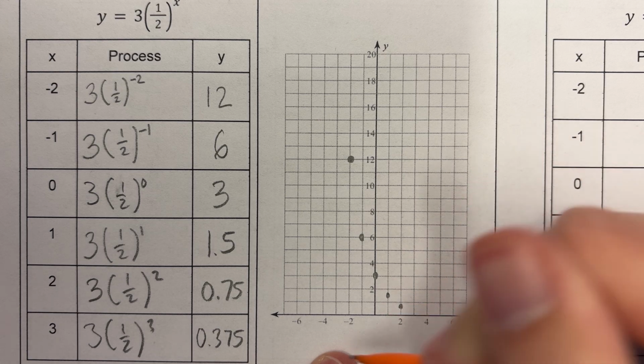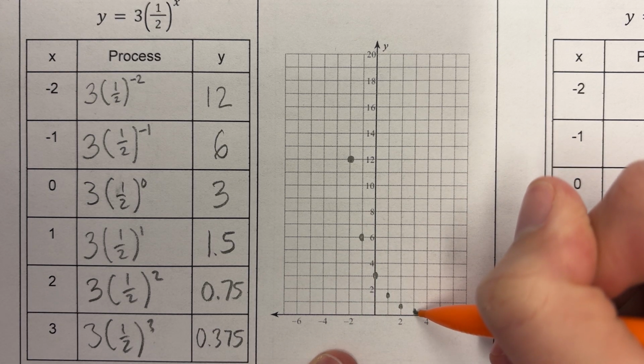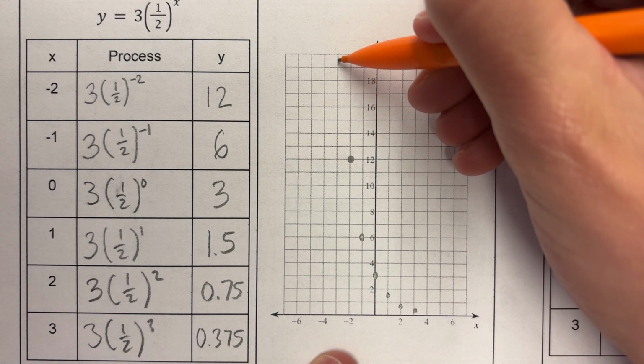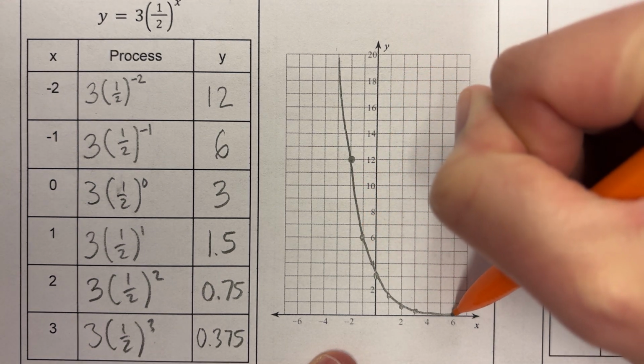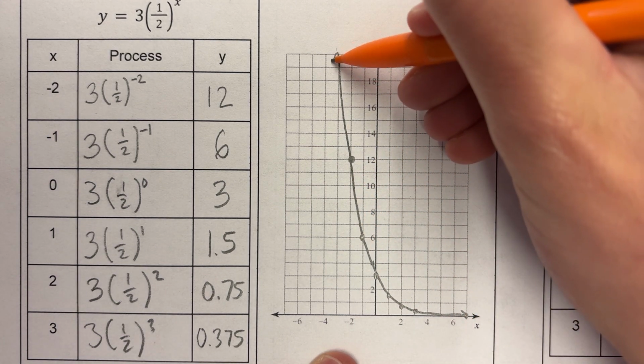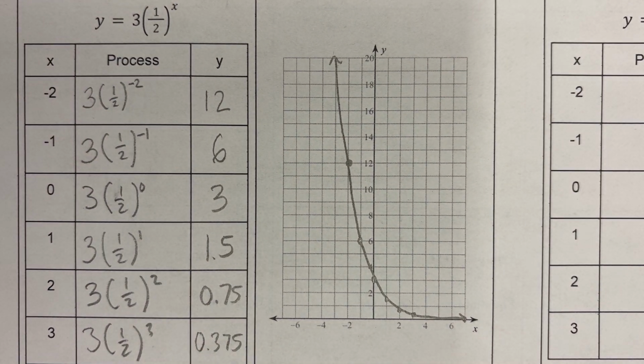2, 0.75. And 3, look, we're getting closer and closer to 0, right? We're going to keep dividing by 2 over and over and over. It's going to keep getting smaller. Now, it never quite gets to 0, right? But it gets smaller and smaller and gets closer to 0. All right, looks like that.